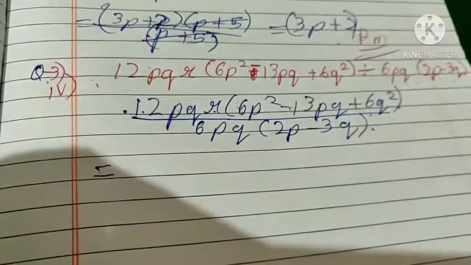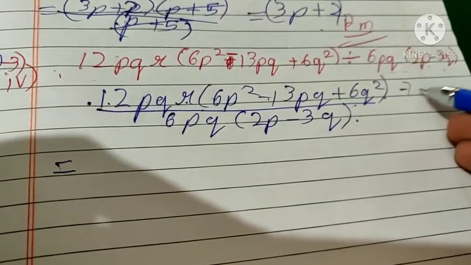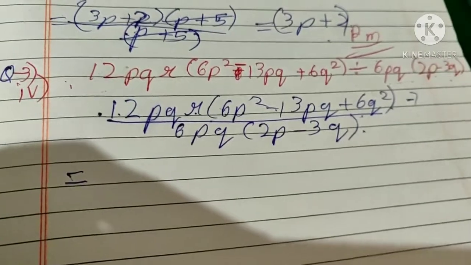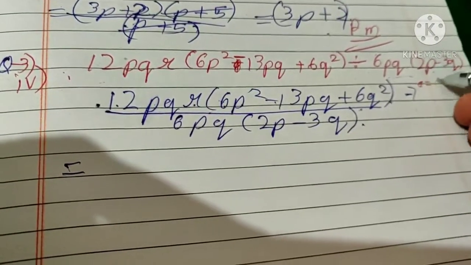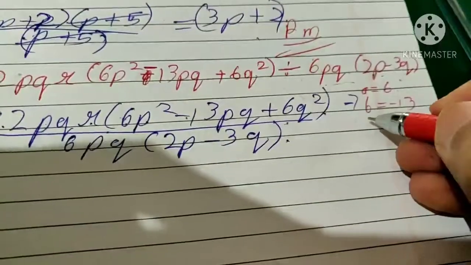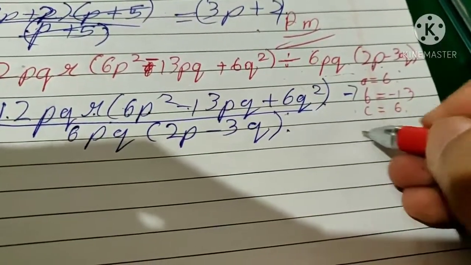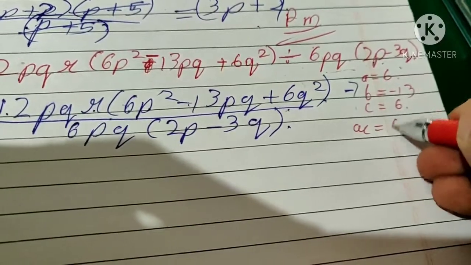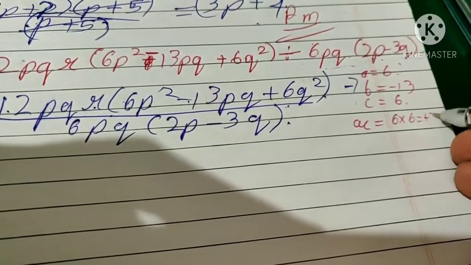We'll factorize it by that factor method. Here our a is 6, b is minus 13 and c is 6. So ac here is 6 into 6, that is plus 36.